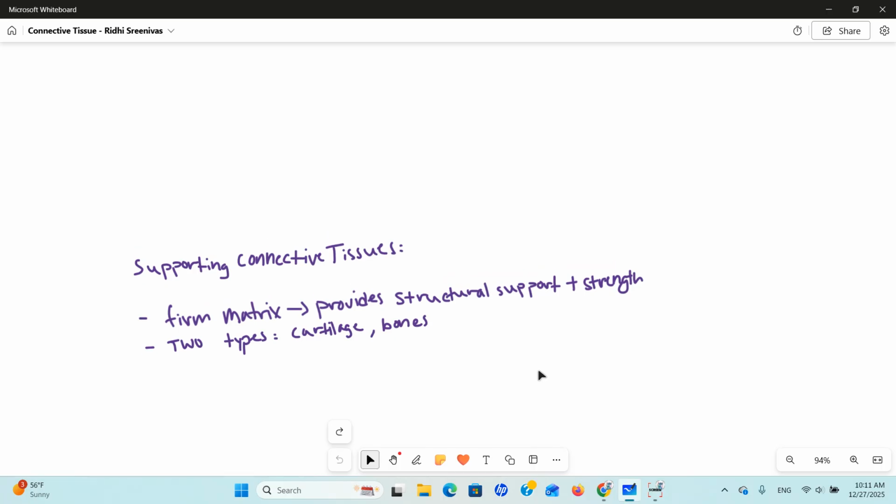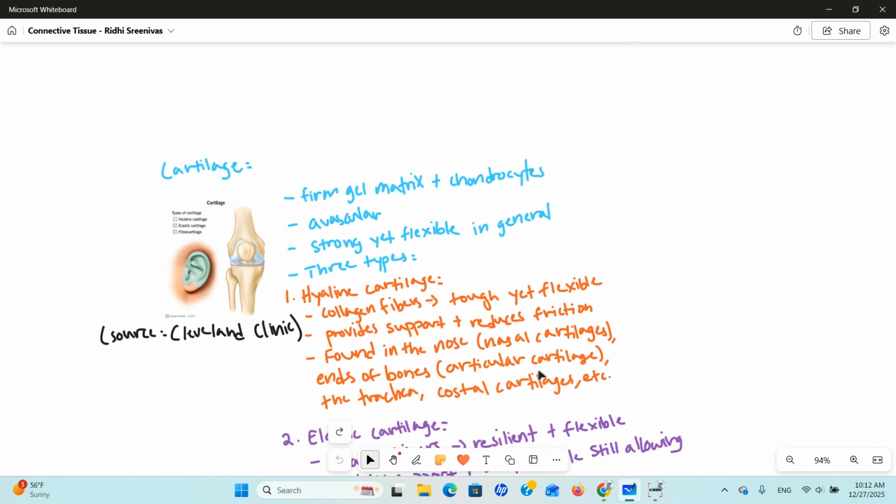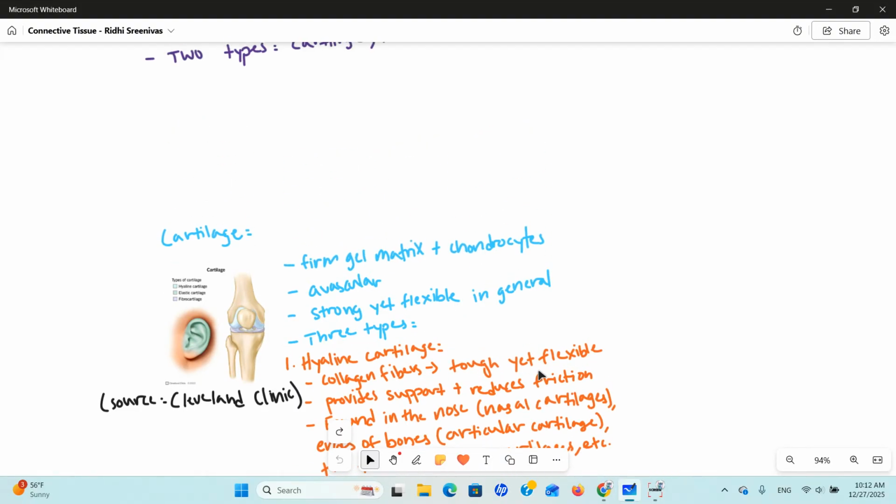Now we're going to talk about supporting connective tissues. They're called supporting because their main functions are to provide structural support and strength due to their firm matrix. There are two types we're going to talk about: cartilage and bone. Let's first look at cartilage. Cartilage is composed of a firm gel matrix with chondrocytes, which are cartilage cells. Cartilage is also avascular, meaning it does not have a direct blood supply and has to get its nutrients from another source that has a blood supply.